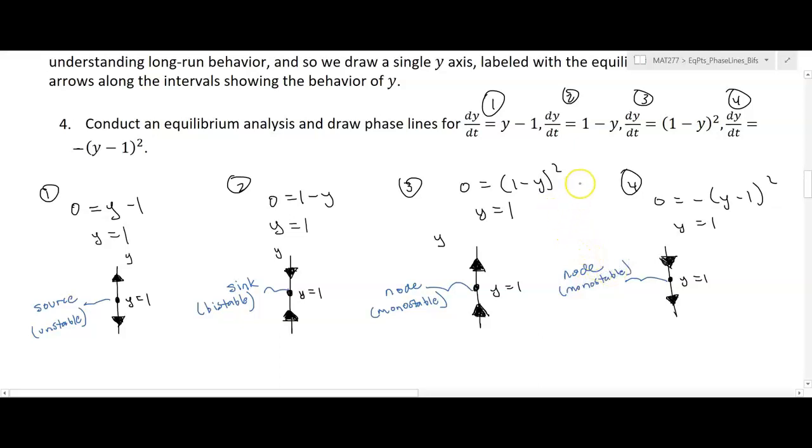So again, this just tells us what's happening to y over time. We don't actually have time in these equations. We don't know how long it's going to take. For example, in example 4 here, we don't know how long it's going to take if y starts off as a half, how long it's going to take to get to negative 500. This is purely a qualitative analysis.